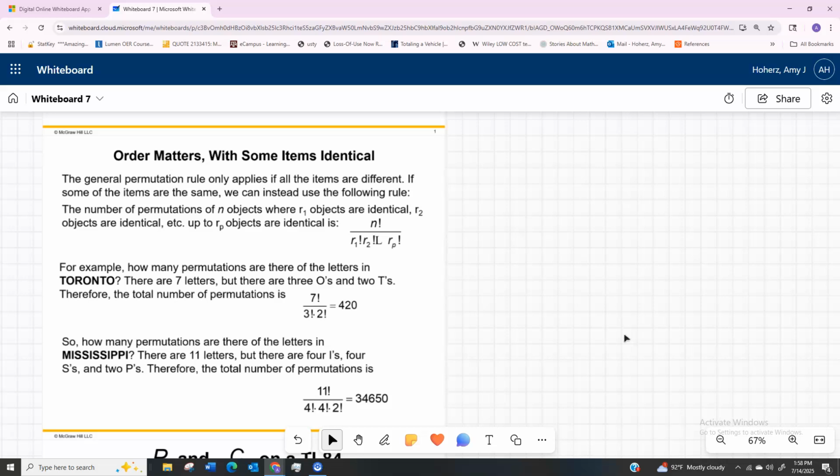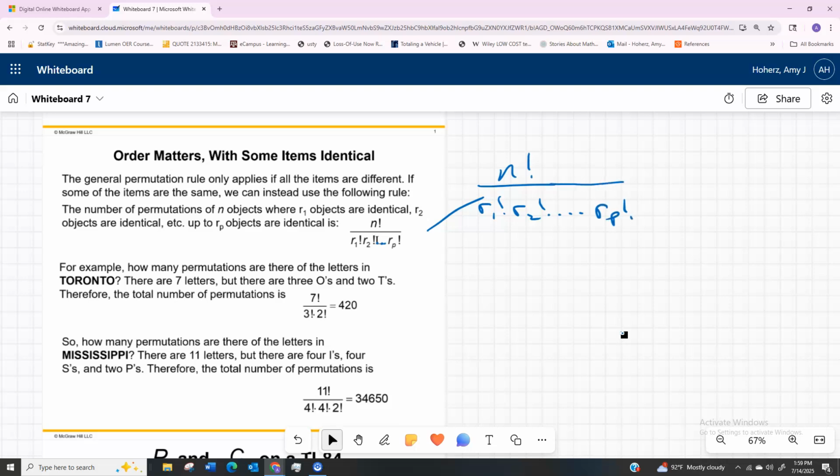Sometimes when we're doing a combination or a permutation, you have some things that are repeated. So, got that darn L here again. That should be dot, dot, dot. So this should be n factorial over r1 factorial, r2 factorial, dot, dot, dot, rp factorial.